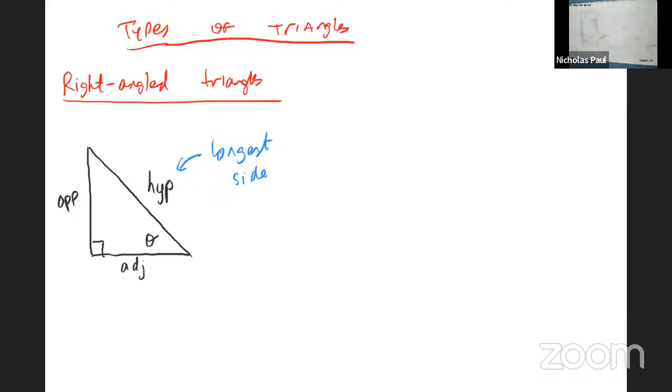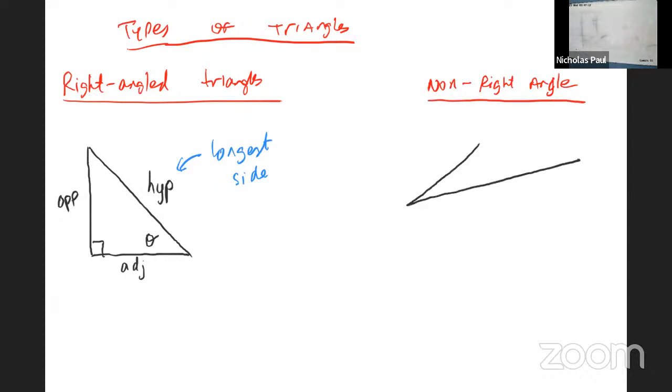All right. So that's the first type of triangle. Then you have your non-right angle triangle. I want to show you something with the labeling to make sure you understand how we label non-right angle triangles.